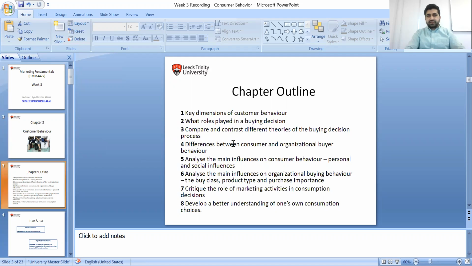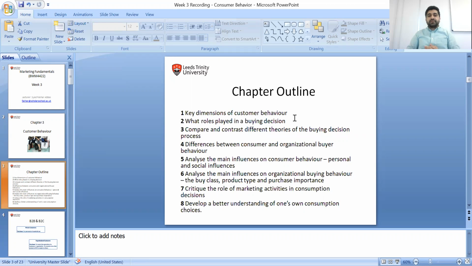Today we will discuss the key dimensions of customer behavior. We will discuss different roles in buying decisions, and different theories of the decision-making process. We will discuss consumer and organizational buyer behavior. We will analyze the main influences on consumer behavior, and how these behaviors affect the personal and social influences.